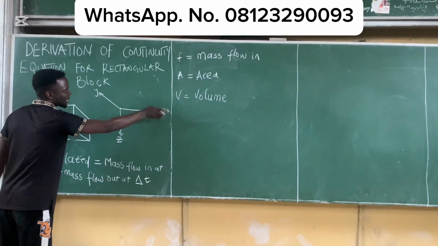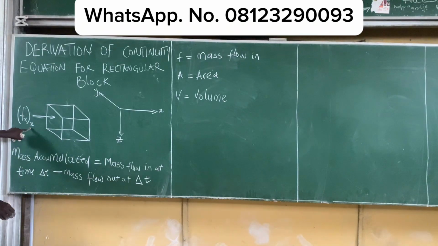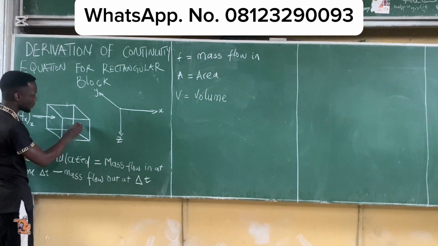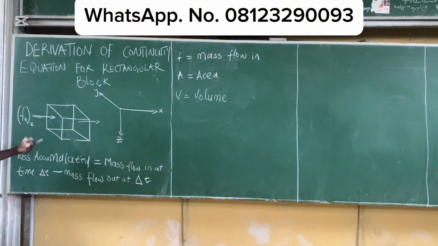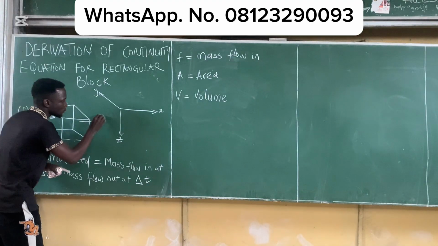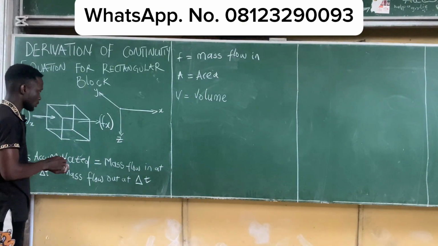Now, if we consider the mass of fluid that flows into this block in the x direction, we can say the mass of fluid that flows in this direction becomes F of x, the mass of fluid that flows in the x direction at this particular coordinate x. And the mass that flows out of the block in the x direction is the same. Remember that is Fx that flows in, so it's the same Fx that flows out, which is Fx.